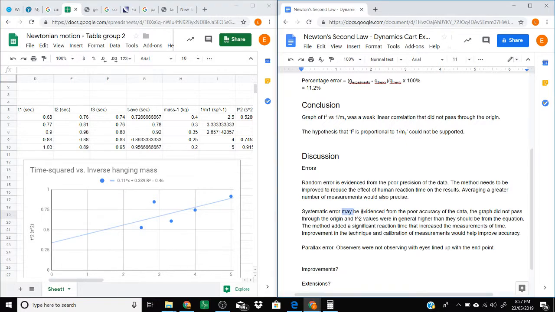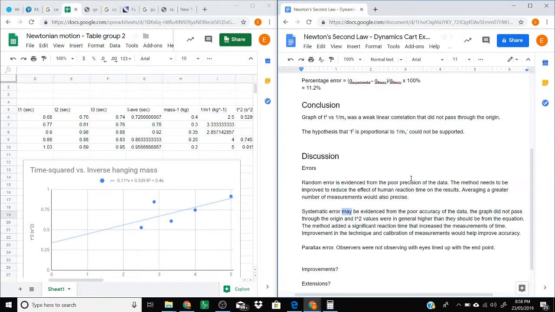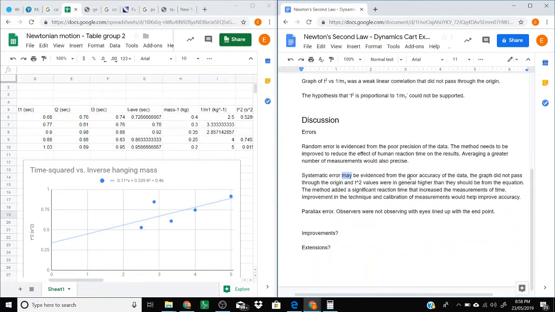That would actually demonstrate very high accuracy if you had that, because it's doing essentially what we suspected it should be doing. But I said may because in my experiment I had a theory and I tested that theory, and it's either the error made the theory wrong or the theory is wrong, so I said may. The systematic error may be evidence from the poor accuracy of the data. The graphs did not pass through the origin, and t-squared values were in general higher than they should be from the equation. But everything's been shifted up.